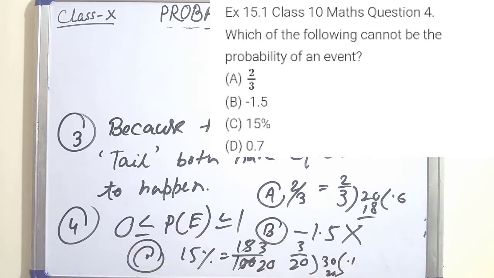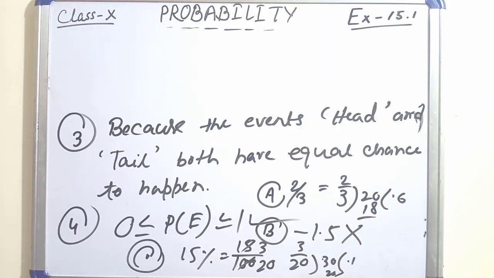So 0.1 means this always lies between 0 and 1, and 0.7 also lies between 0 and 1. So the correct option is option B, which is the negative value. Now next question, question number 5.